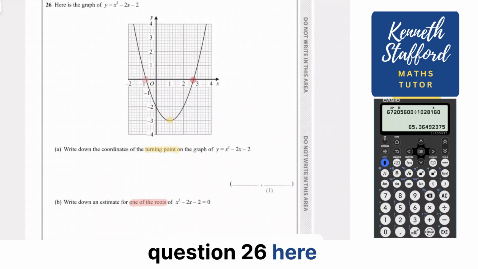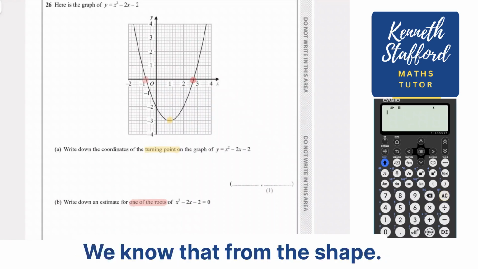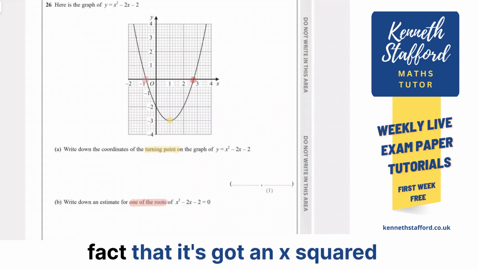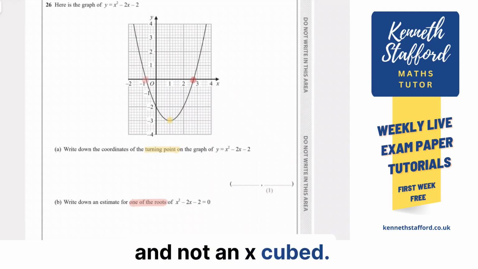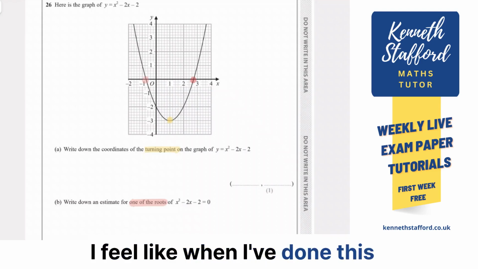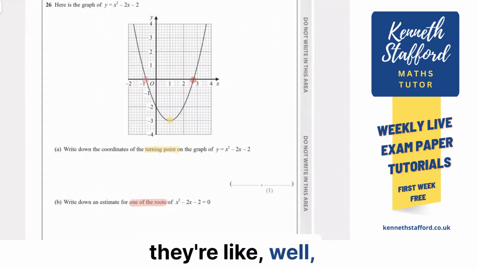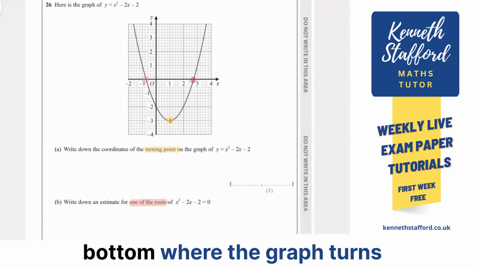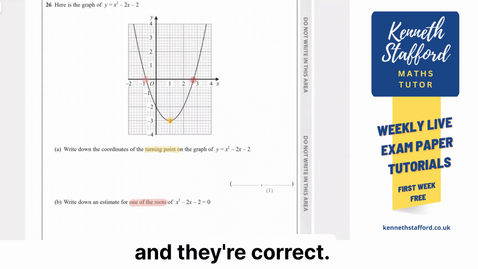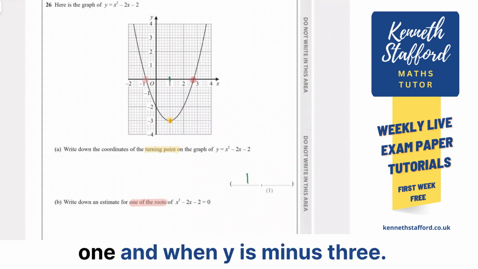Okay, question 26 here. The turning point of the graph. So we've got a quadratic graph. We know that from the shape. We should know that from the fact that it's got an x squared and not an x cubed. So it's quadratic, meaning squared. The turning point, I feel like when I've done this with people who never been taught what a turning point is, they're like, well, it's probably that point at the bottom where the graph turns. And they're correct. So the coordinates are when x is 1 and when y is -3.